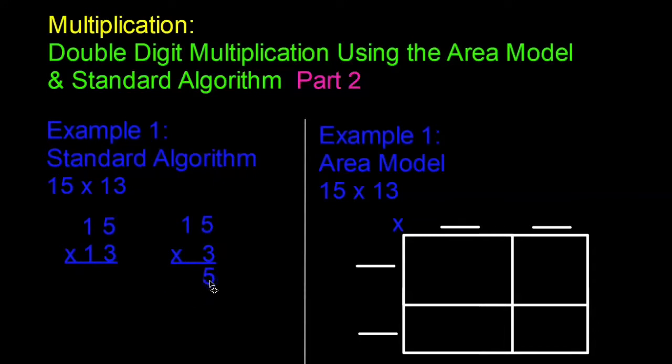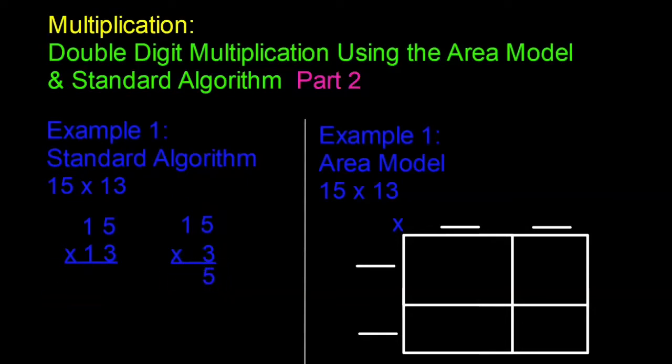However, I can't write 15 here. That is not how I'm going to solve. This 1 that's in the tens place does not go right here. We have to regroup the 1. So we have to be mindful and careful when we're multiplying and regrouping. So 3 times 5 is 15.